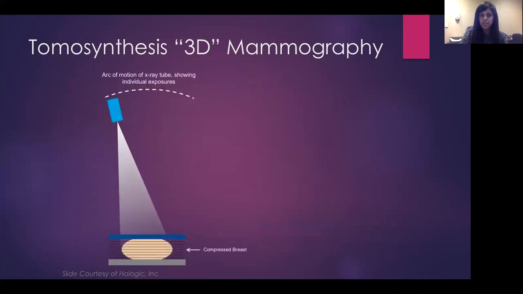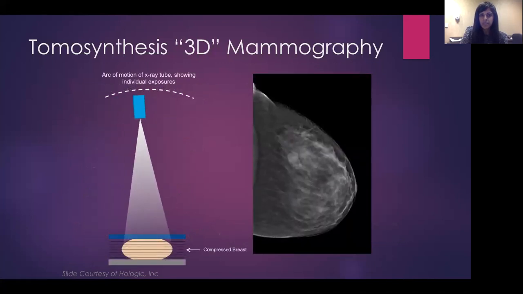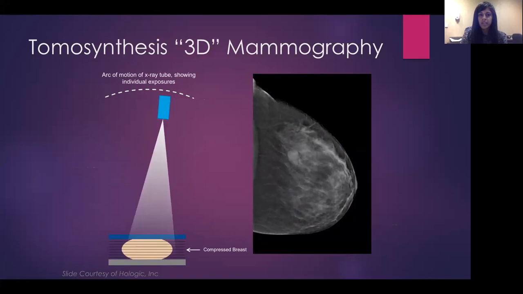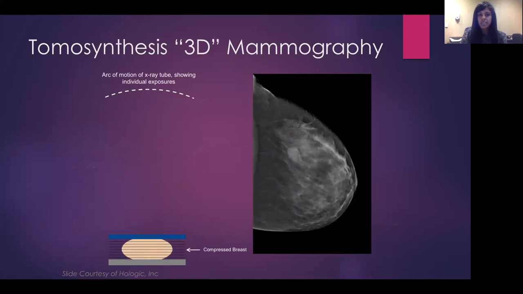And this is another graphic showing the series of images being taken, and you can see that you get these separate little slices together, which you're now able to scroll through. And this is your cancer again, but now you're able to actually scroll through the images and you can stop at the exact slice where this is located.